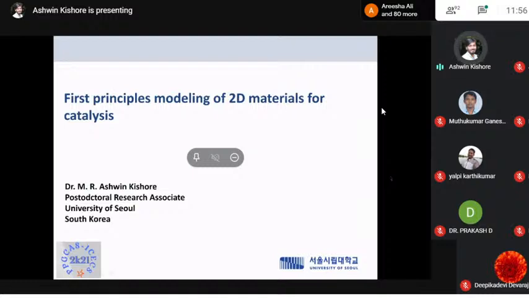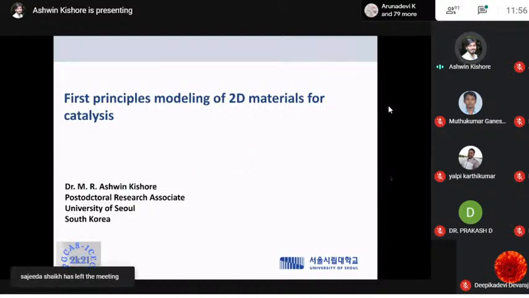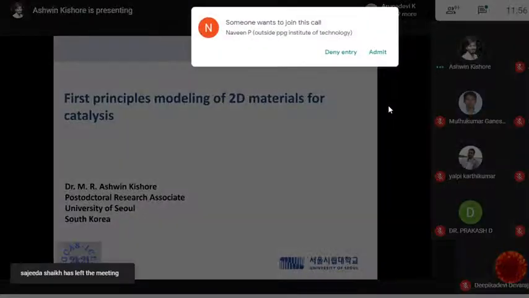So we do density functional theory to study the catalytic properties of materials. DFT is a computational modeling tool to investigate the electronic structure of many body systems. I hope Dr. Karthikeyan will give you a brief introduction to DFT later today.